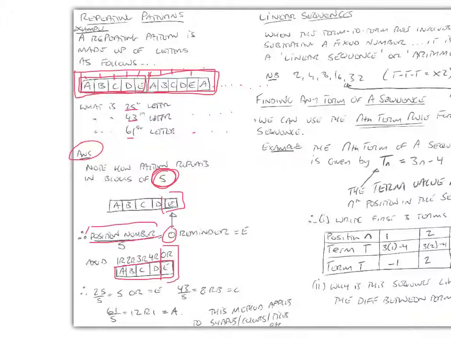To work these out, if we divide any position number by 5 and we get an answer with remainder 4, then that means it will be a D. If we get an answer with remainder 3, the letter up the line will be a C. With remainder 2, it will be a B, and remainder 1 is an A.